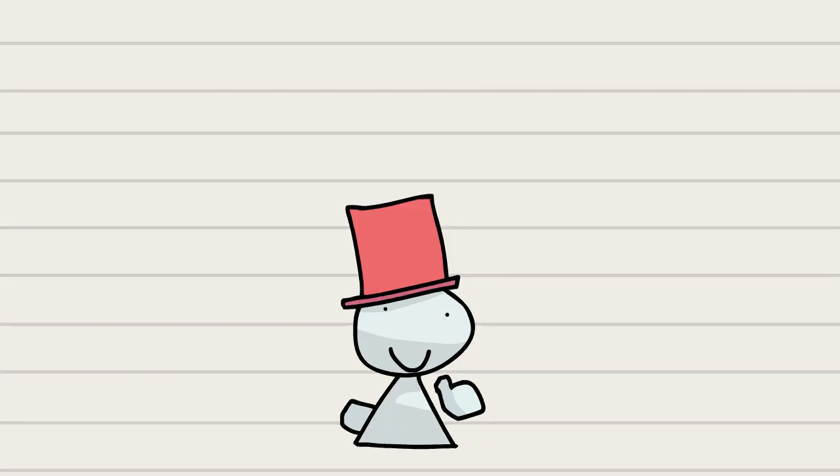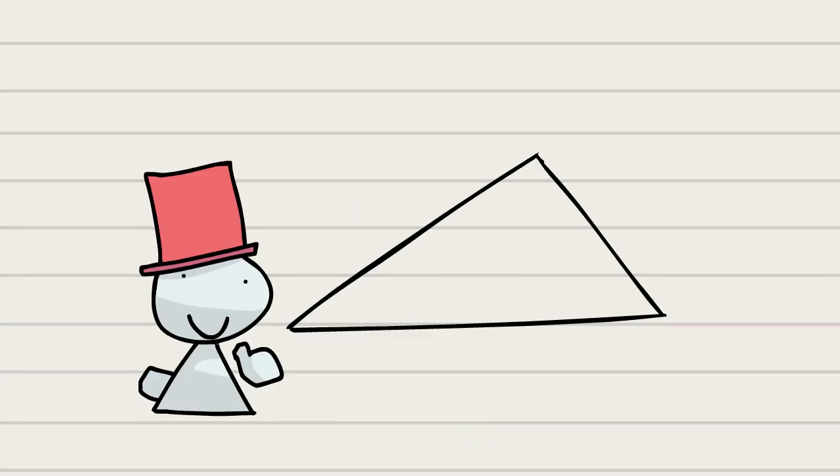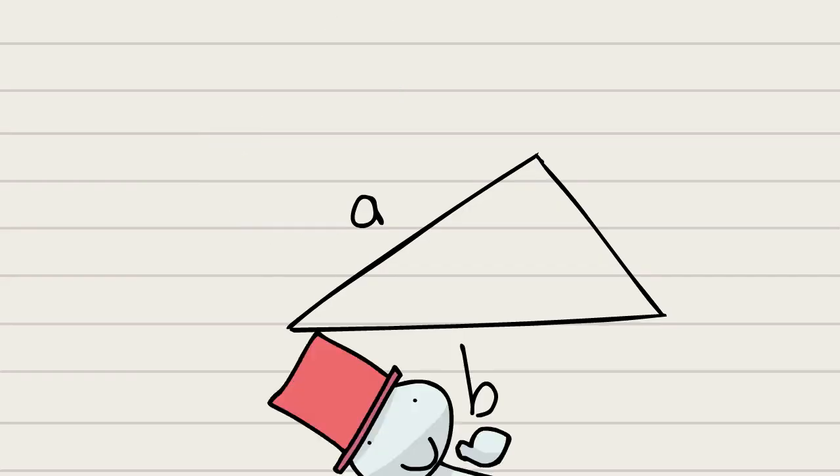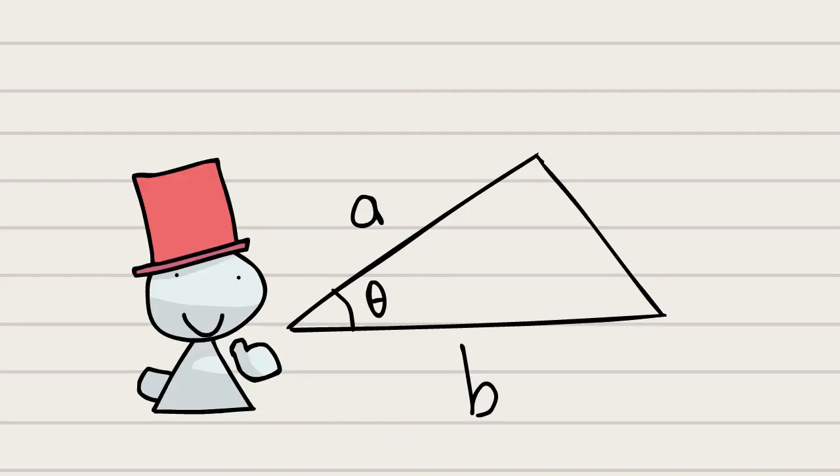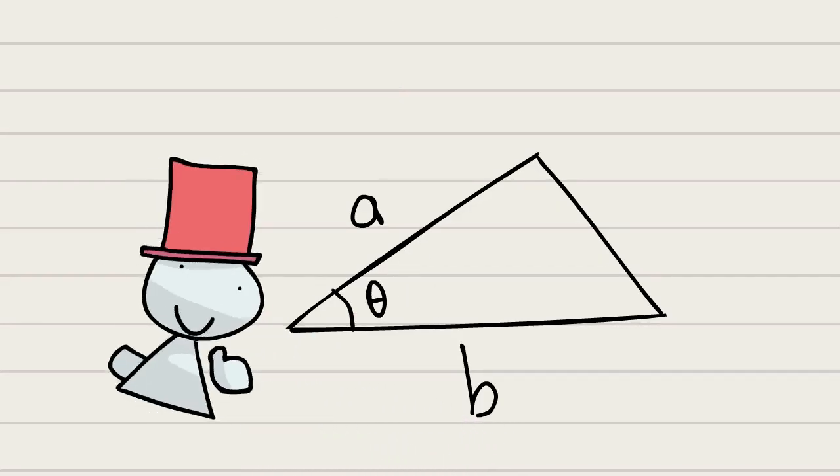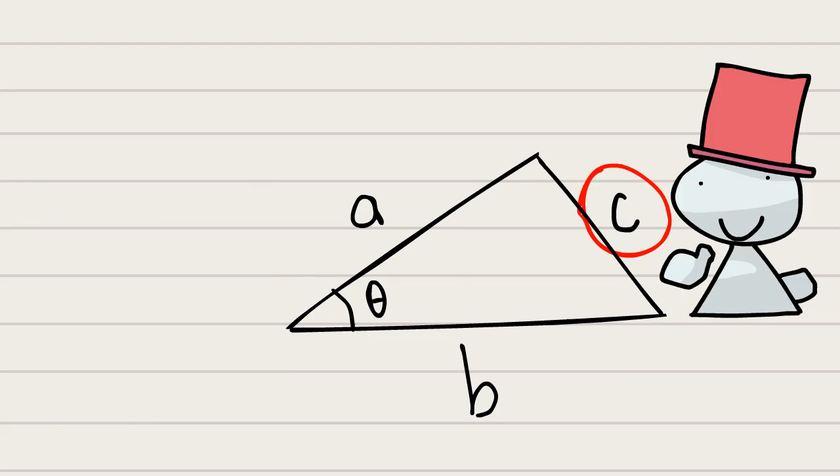Let's start with some arbitrary triangle. Let's say we know side lengths A and B as well as angle theta adjacent to those two sides. And we're going to try and solve for side length C, which is opposite of theta.